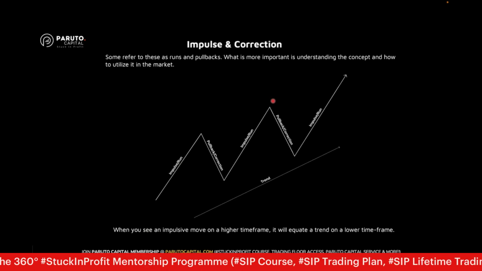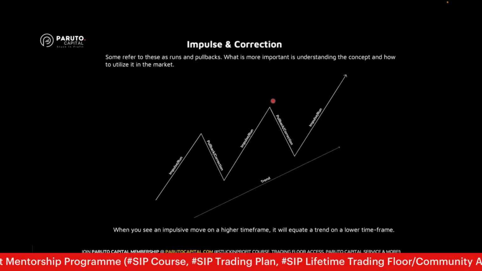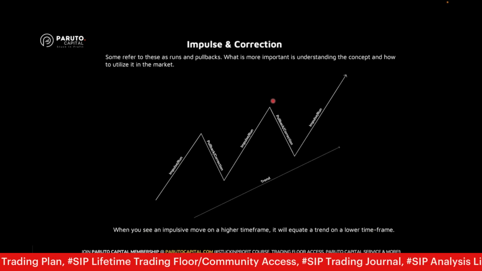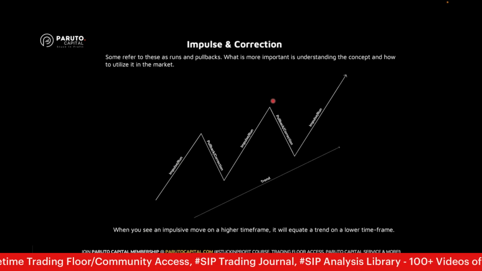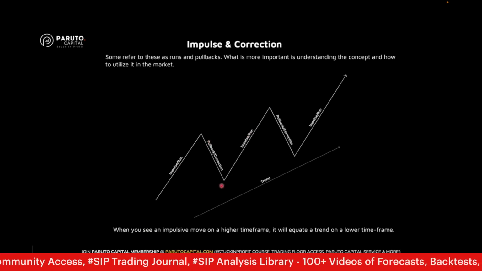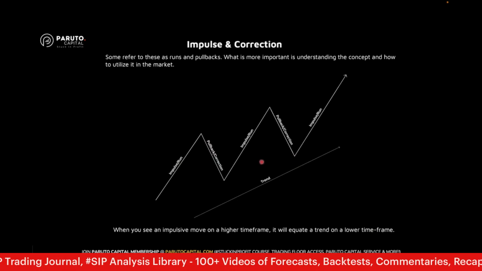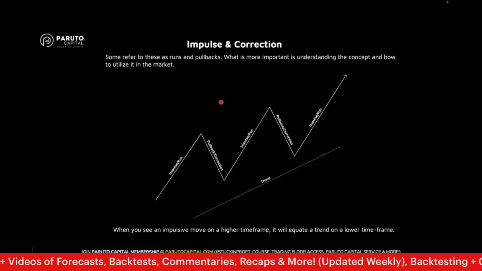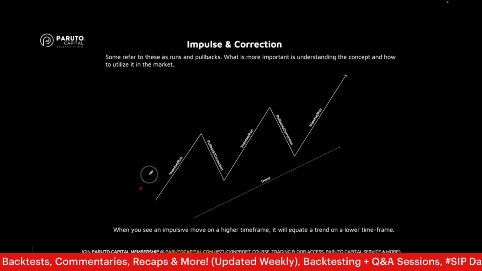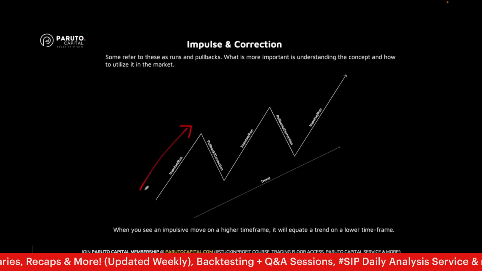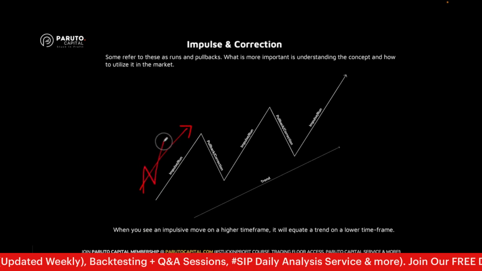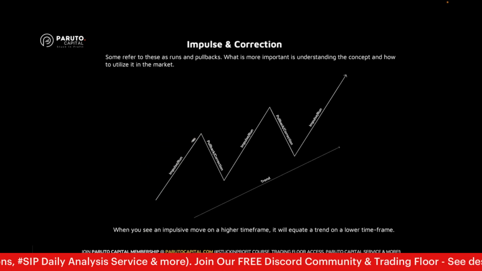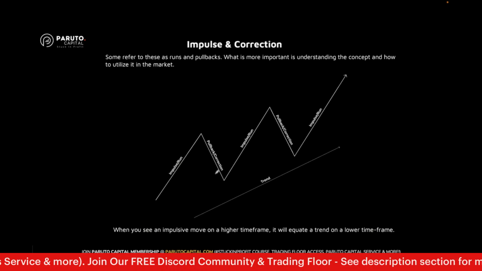So the rally up, the rally can be called a run or an impulse, right? Then the pullback, some persons might call it correction, is just the same thing. The most important thing is understanding the concept. Now when you see an impulsive move on a higher time frame, for example this type of move from here, right? When you see this type of move on a high time frame, it's usually a trend on a lower time frame, right? That's just something to note, and we're going to see that shortly.